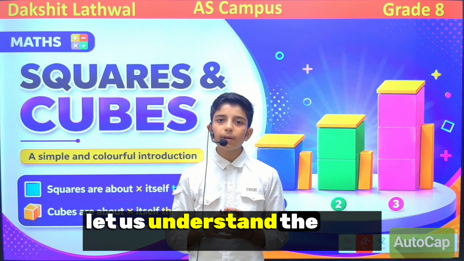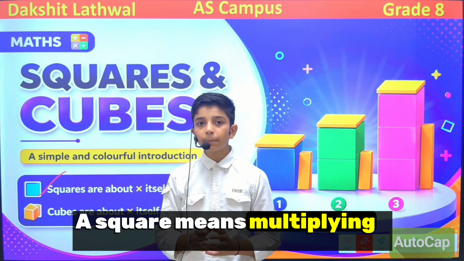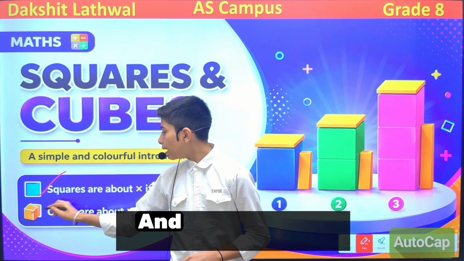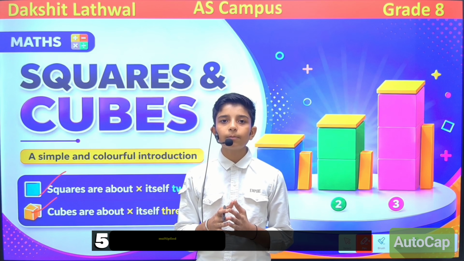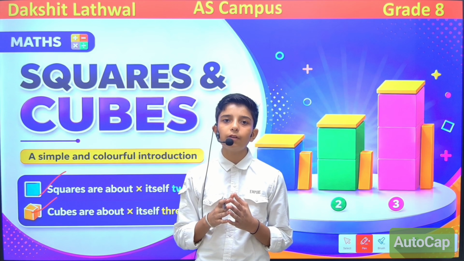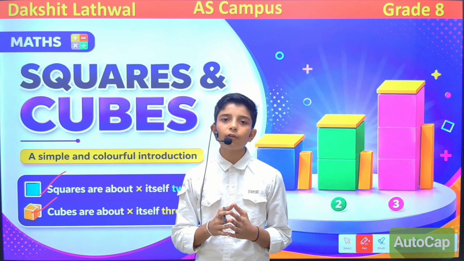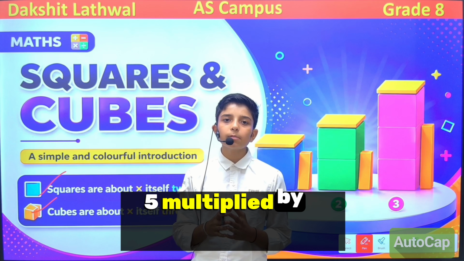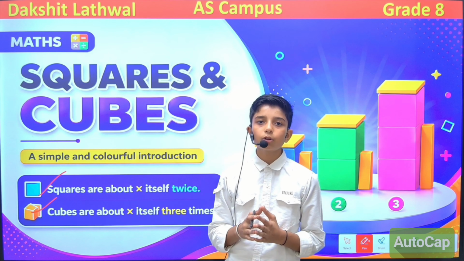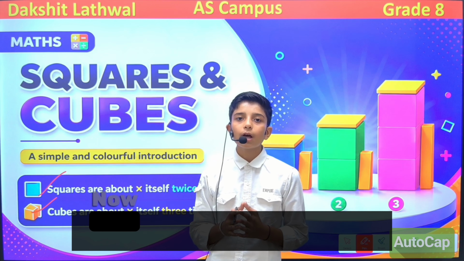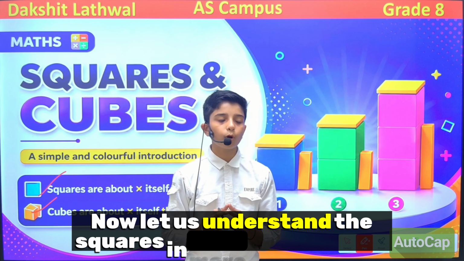First, let us understand the basic idea. A square means multiplying a number by itself 2 times and a cube means multiplying a number by itself 3 times. For example, 5 multiplied by 5 gives 25. So the square of 5 is 25. Similarly, 5 multiplied by 5 multiplied by 5 gives 125. So the cube of 5 is 125. Now let us understand the squares in more detail.